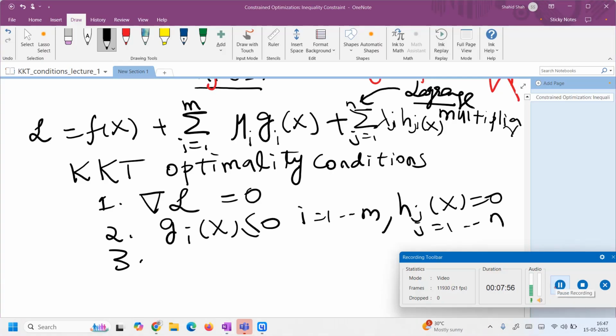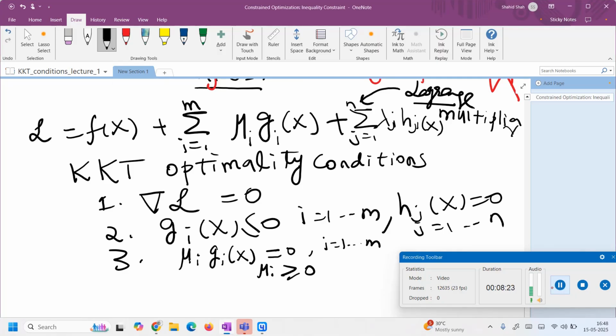And what is number three? This is something which you have to write now, without proof. The number three condition, which is very important, is that this product mu i g i of x should be equal to 0 for all i equal to 1 to m. And along with that, these mu i's should be greater than equal to 0.